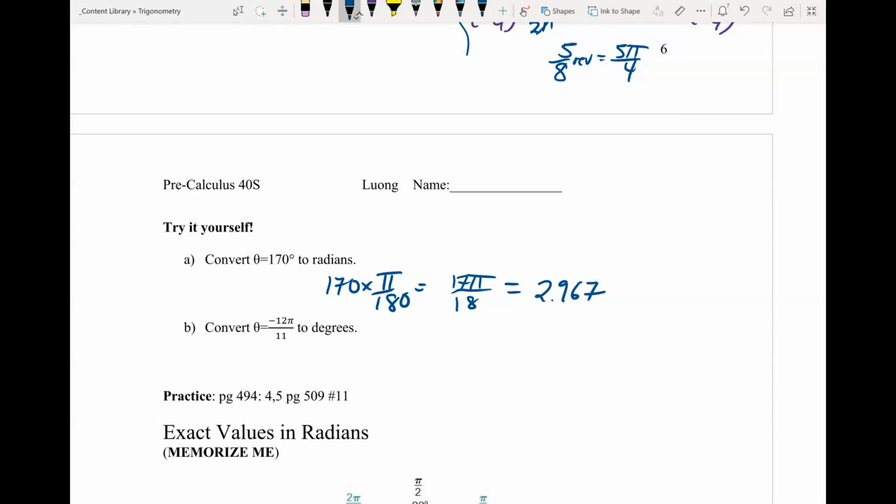For the next one, we're given an angle in radians. To convert to degrees, I'm going to multiply by 180 over pi. Your pi's are going to cancel out. And again, because we're converting into degrees, we do want to go ahead and put it in the calculator and not leave it as a fraction. So if we do negative 12 times 180 divided by 11, we get negative 196.4 degrees.